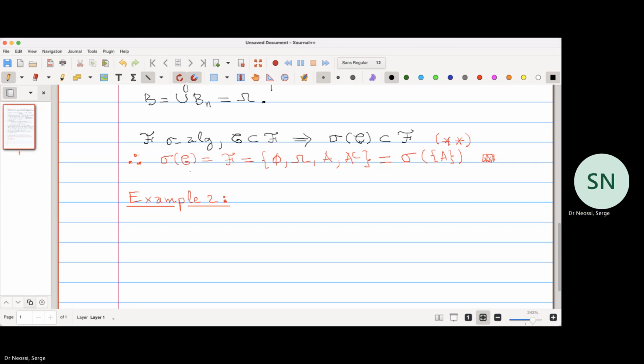So let E be a subset of a non-empty set X. So we take a subset E of a non-empty set X. And we assume that E is countable.